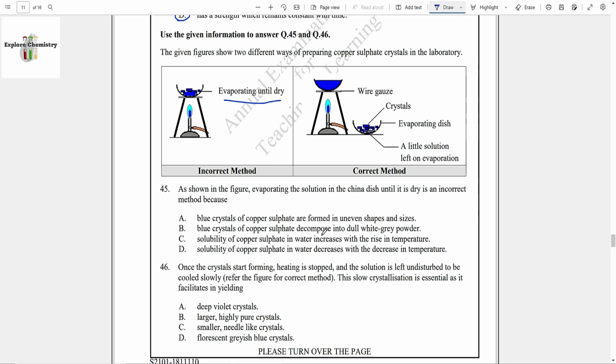Solubility of copper sulfate in water increases with the rise in temperature. This will be wrong because when there will be no water, where will copper sulfate dissolve? Solubility of copper sulfate in water decreases with the decrease in temperature. The correct answer is B. If you evaporate until dryness, you will not get the crystal, you will get a powder. To obtain pure crystals, you must leave some amount of solution in the china dish. So option B is the answer.